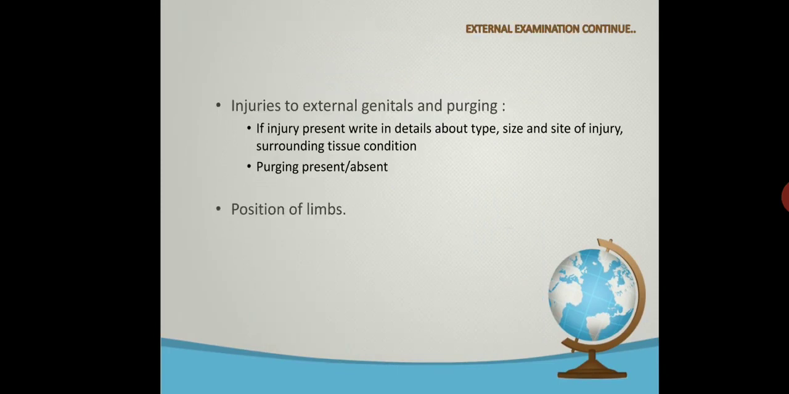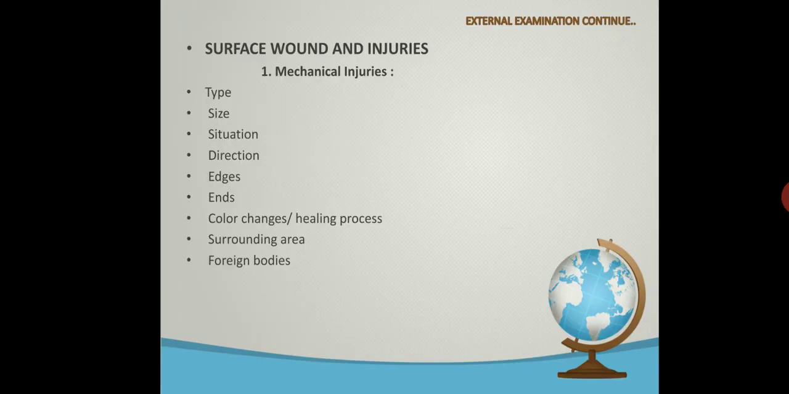Then in the postmortem report, page number 4, there is a description about the injury pertaining to the external genitalia or purging. So you have to mention about that and the position of the limb. Now move onward. In the postmortem report, in the second part of the external examination, there is column number 17. That is a very important column. Why? Because all the injuries present over the body are mentioned in column number 17.